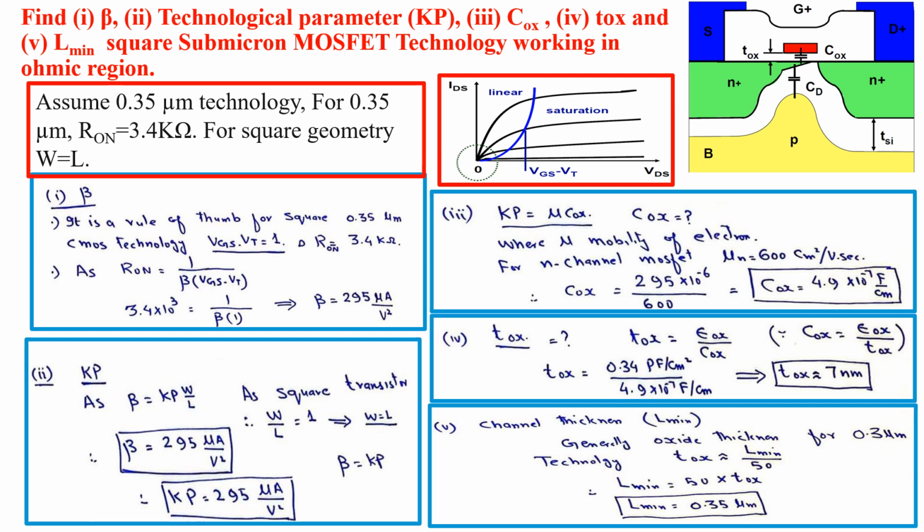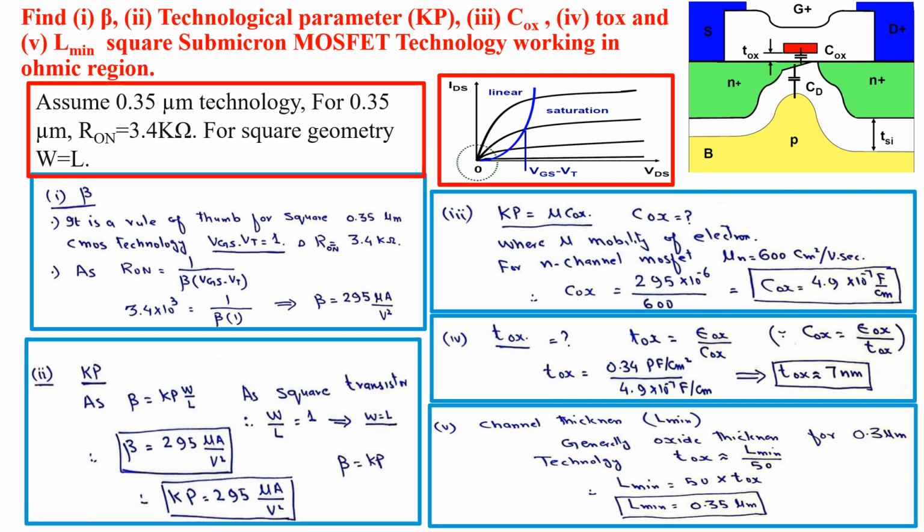And because we are using 0.35 micrometer channel technology, it is a rule of thumb that R on is equal to 3.4 kilo ohm. And another important piece of information the question provides is that the MOSFET is designed in the ohmic region. Any MOSFET while working in the ohmic region, we use R on equal to 3.4 kilo ohm because it is a standard rule of thumb for submicron technology.